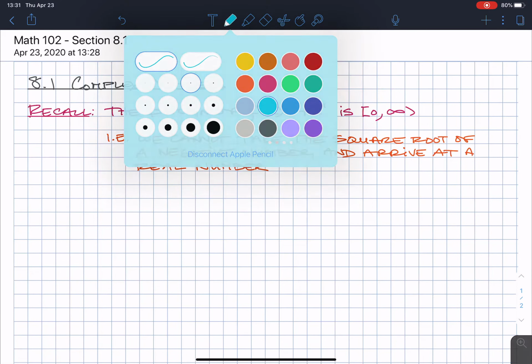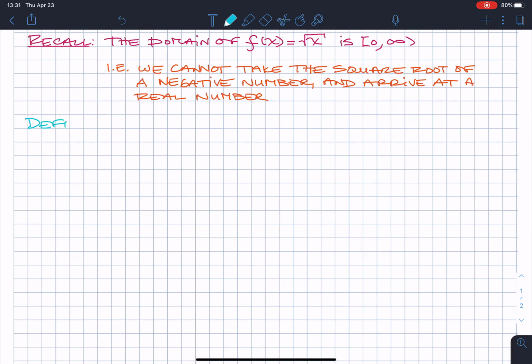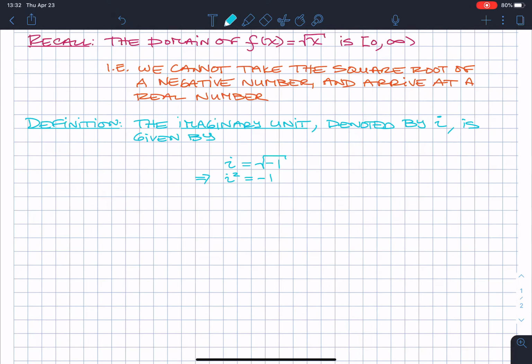Okay, so definition. The imaginary unit, that's what I'm defining, denoted by just the letter i, is given by i is equal to the square root of -1. So alternately, i squared is -1.